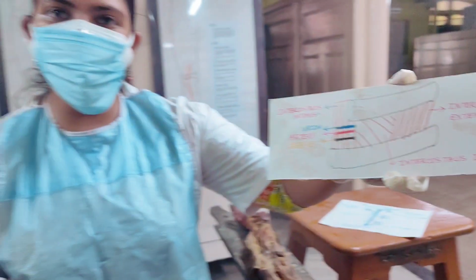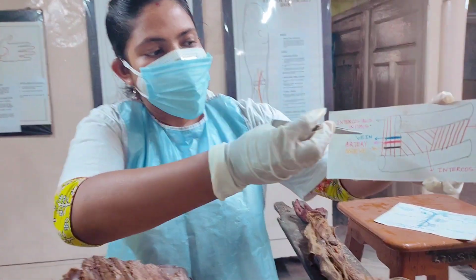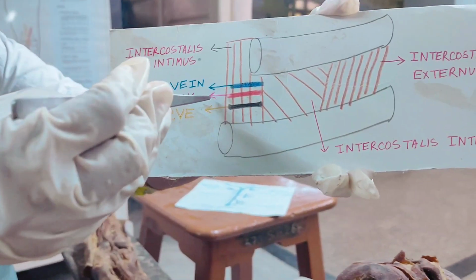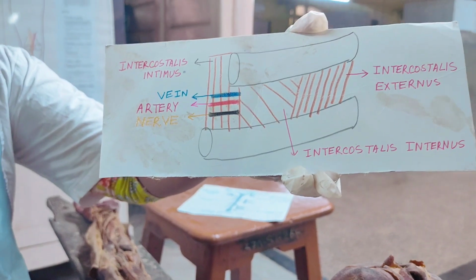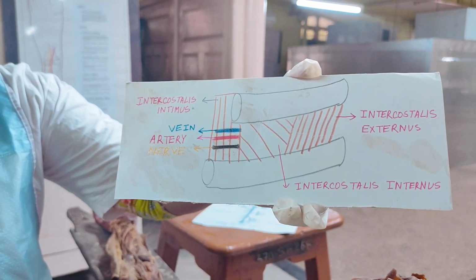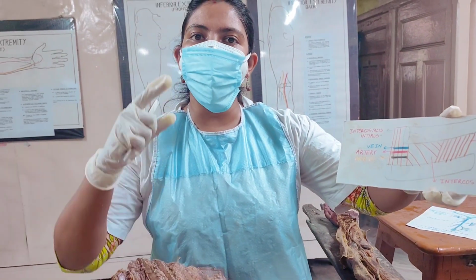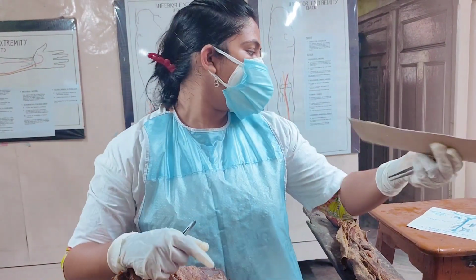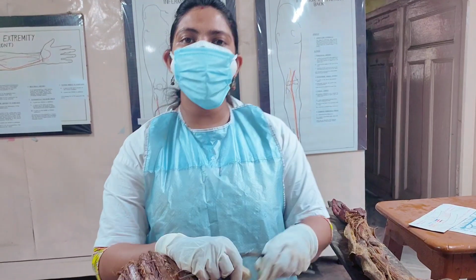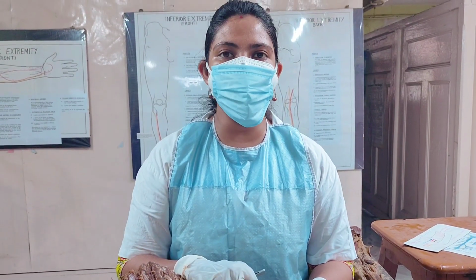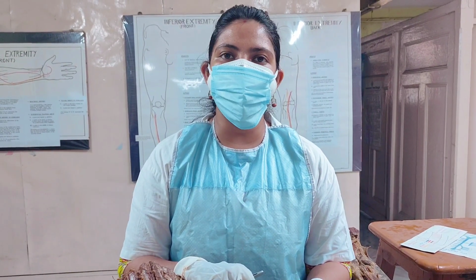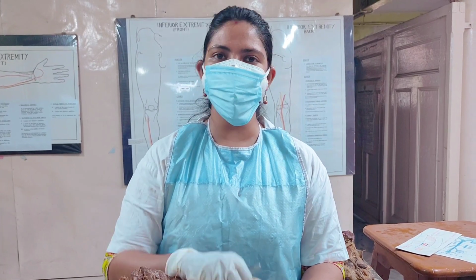What is the arrangement in the neurovascular bundle? That is vein, artery and nerve. This is maintained throughout except in the first intercostal space where the arrangement is reversed. Reversed means the arrangement in first intercostal space is nerve, artery and vein. And in all other spaces the arrangement is vein, artery and nerve.